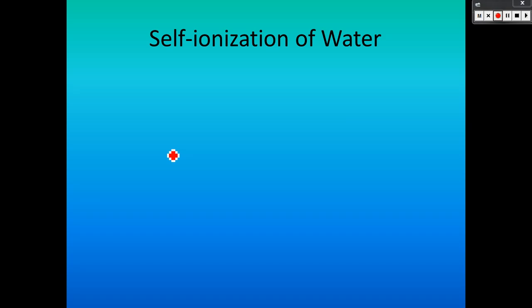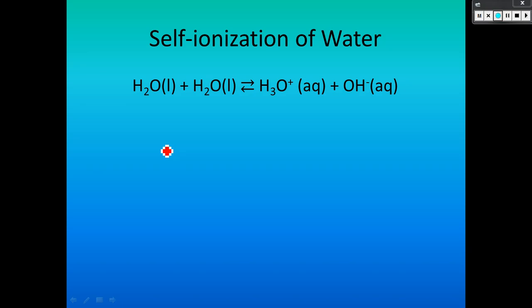All right, first we're going to talk about this thing called the self-ionization of water. Do you know what that means? No, neither does anybody else here, except maybe me. So you guys know what ionizing means, right? It means it's going to form ions. Well, you know that, for example, if you dissolve salt into water, you get sodium ions and chlorine ions. Water actually ionizes itself.